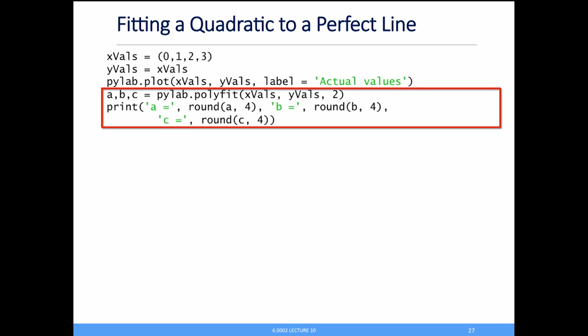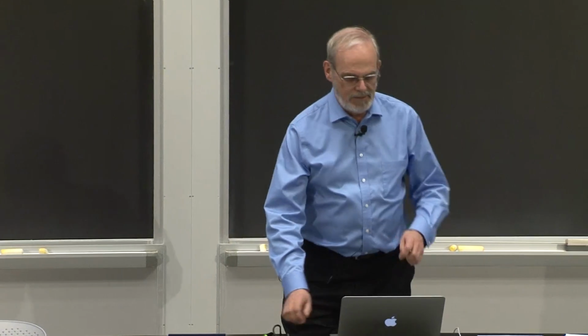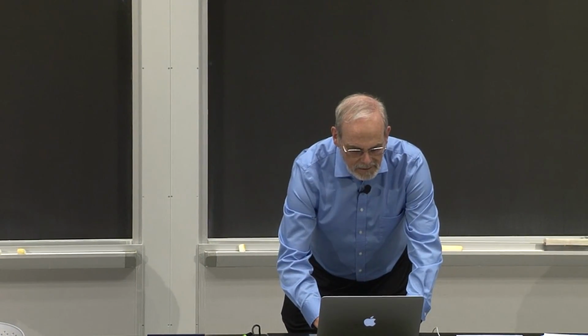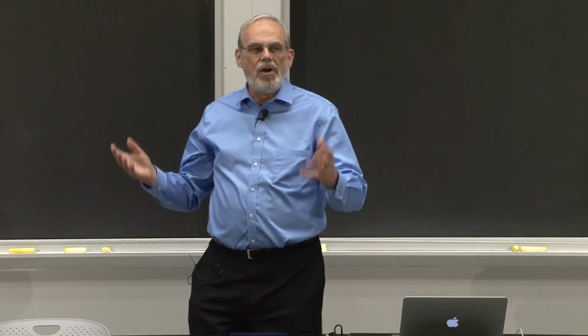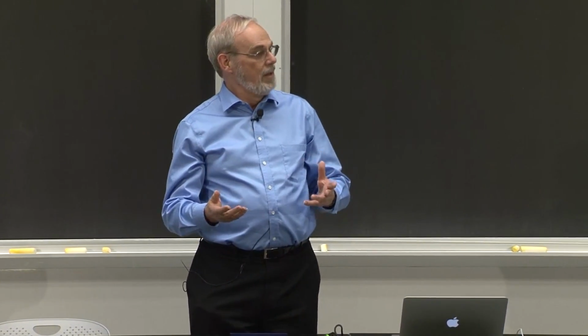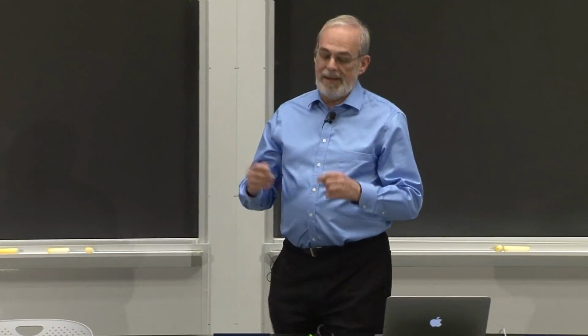I'm going to print out some data about it. And then I'm going to use polyval to estimate what those values should be, plot them out, and then compute the R-squared value and see what happens. All right. Again, let me set this up better. What am I doing? I'm going to just fit it to a line. I know it's a line, but I'm going to fit a quadratic to it. And what I'd expect is, even though there's an extra term there, it shouldn't matter.